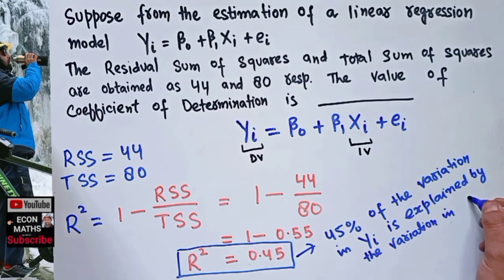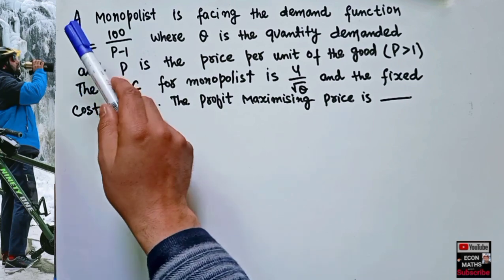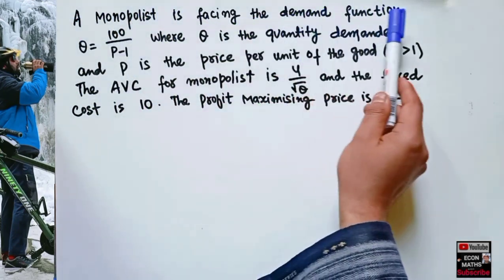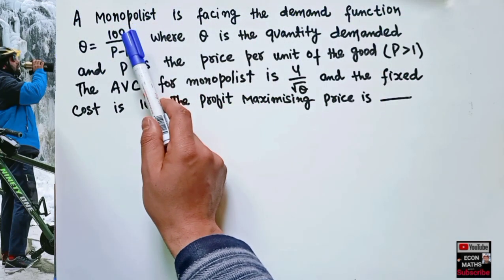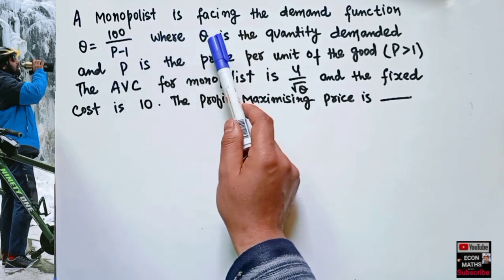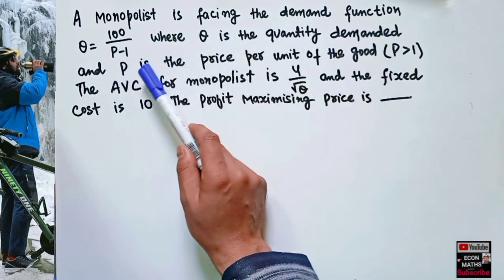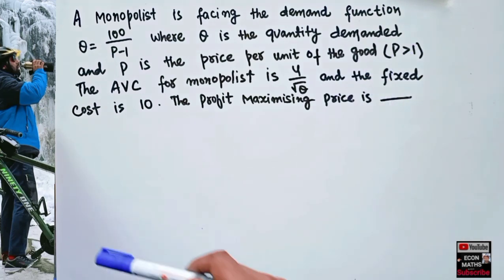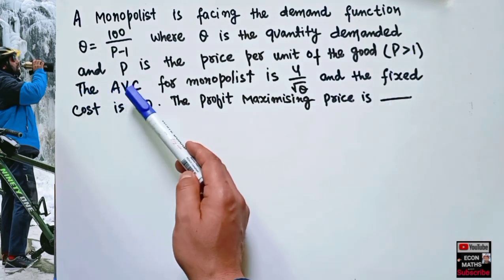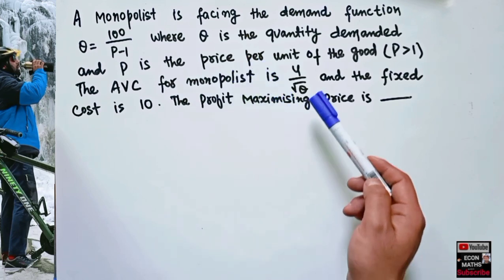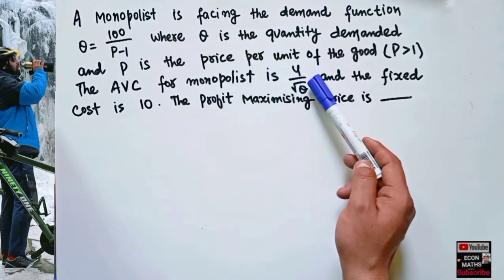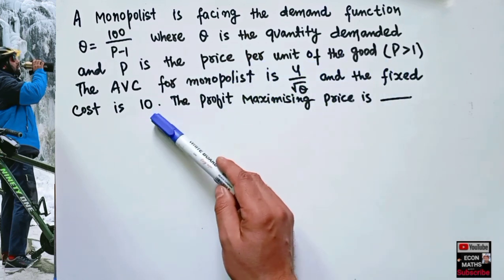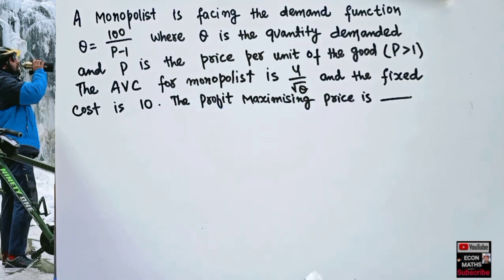Okay, the question is, a monopolist is facing the demand function q is equal to 100 divided by p minus 1, where q is the quantity demanded and p is the price per unit of the good, and p is greater than 1. The average variable cost for the monopolist is given by 4 upon under root q and the fixed cost is 10. We need to find the profit maximizing price.